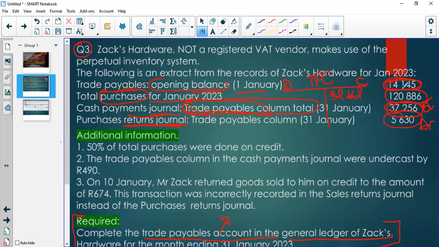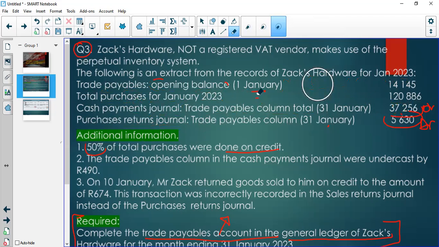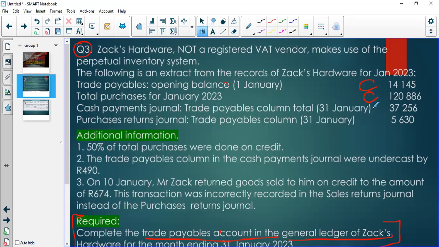But here we need to determine how much was credit purchases, because here we are just given total purchases. And we are told that 50% were done on credit. So we know that 50% of that is going to be a credit entry in the trade payables. So now our trade payables is going to be something like this, right? This is going to be the opening balance on the credit, then total purchases, 50% on the credit, cash payments on the debit, and what we returned reduces what we owe. It's going to be a debit. So that will be 50%.